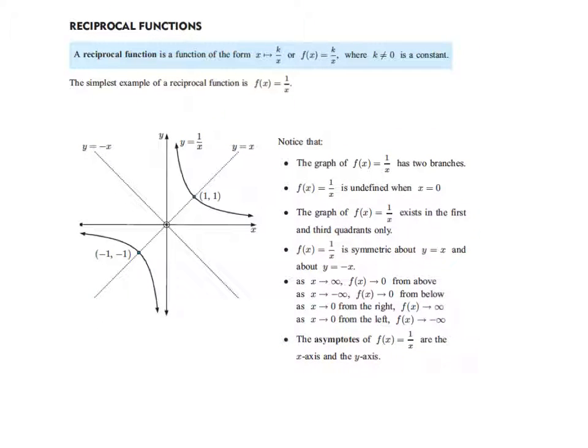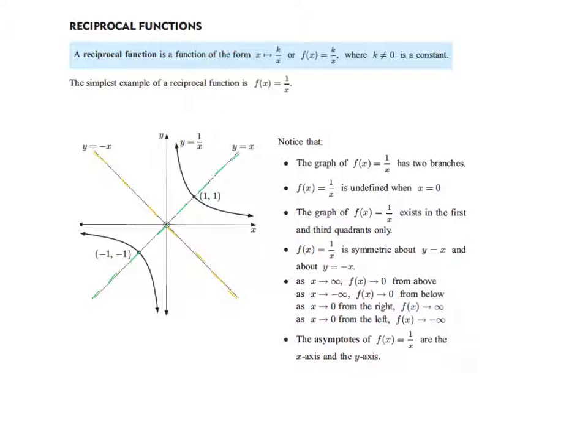So there's y equals 1 on x, and we've also got the lines y equals x and y equals negative x. You can see that along the line y equals x, the function is symmetrical. And along the line y equals negative x, the function is also symmetrical, as the two parts are mirror images of each other along the yellow line.